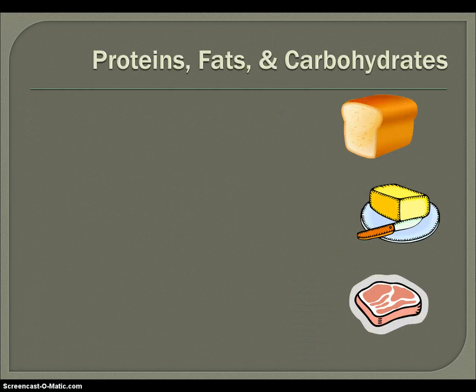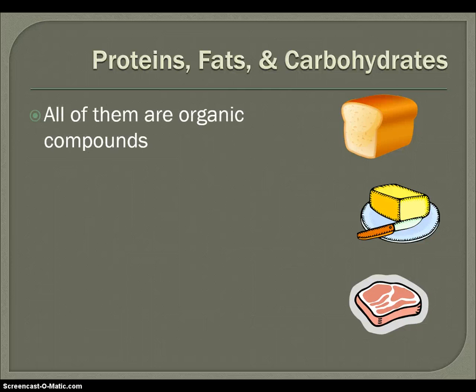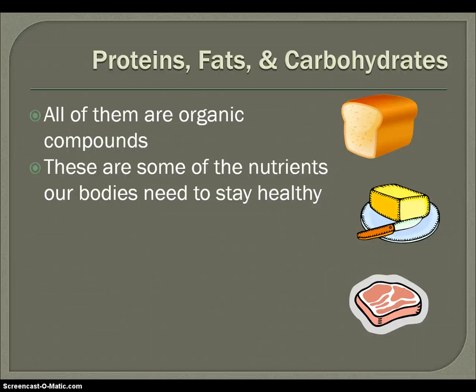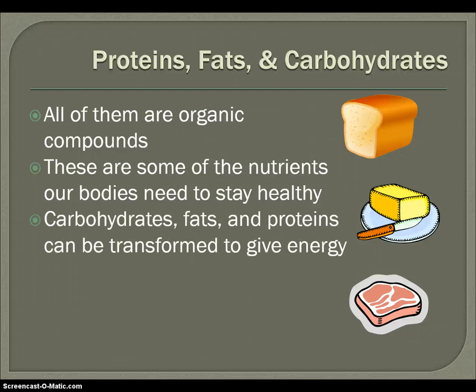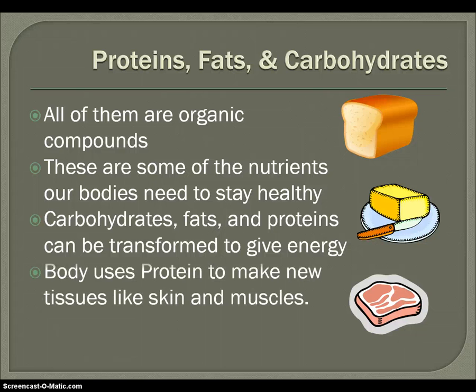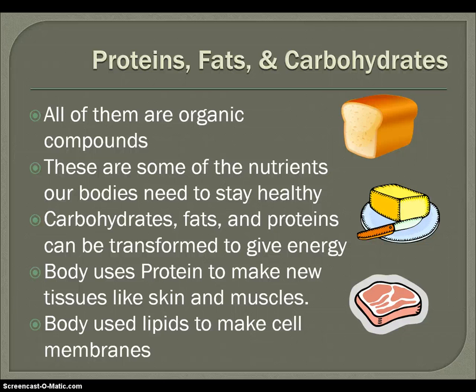Alright. Proteins, fats, and carbohydrates. They're all organic compounds, and our body can get nutrients from all of them. We need each of these types of nutrients to stay healthy. Our bodies have the ability to break down carbohydrates, fats, and proteins and convert them into a form of energy. We use protein to make new tissues and skin cells and muscles, and we need the fat stuff to make things like cell membranes. So we need fat, but too much of it can be a bad thing.